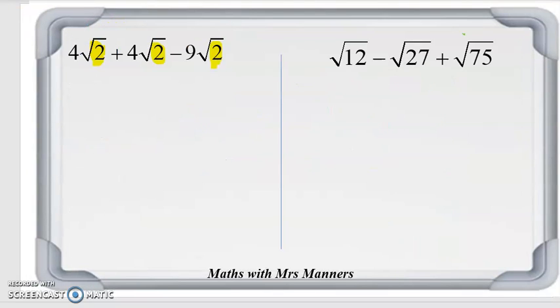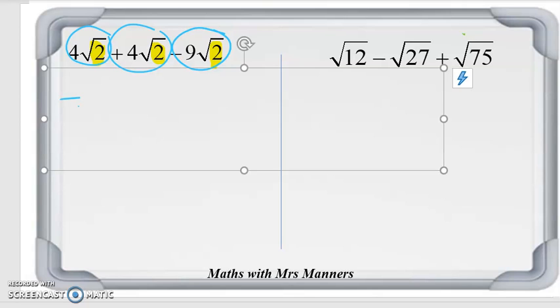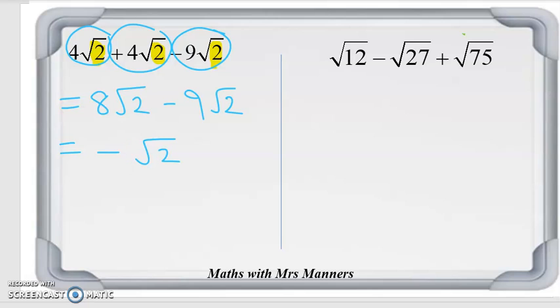So why are we looking at like surds? Well, the surds that you can add and subtract or combine together to make a single term are like surds. For example, here I've got 4 root 2, another 4 root 2, and then I'm going to take away 9 root 2. All of them have root 2, so they're all like surds. 4 root 2 plus 4 root 2 is 8 root 2, and then I'm going to take away 9 root 2. 8 minus 9 is minus 1. You can write minus 1 root 2, but we don't normally write the 1, so I'd prefer you just write it as minus root 2.